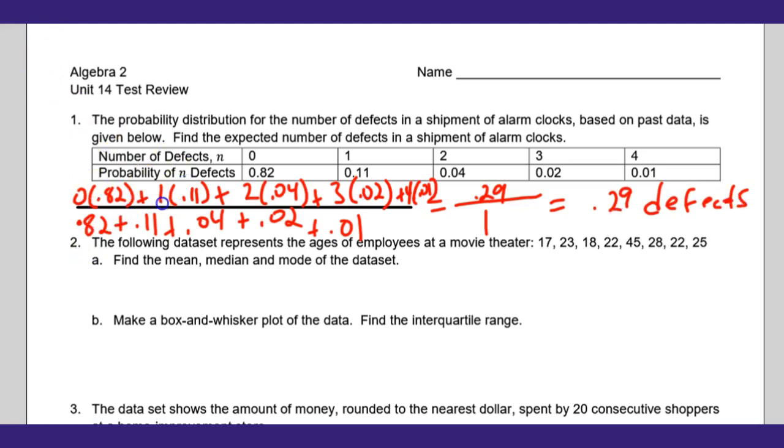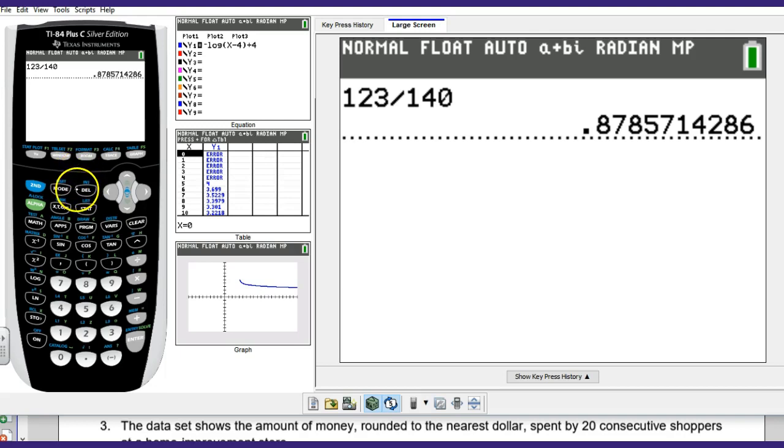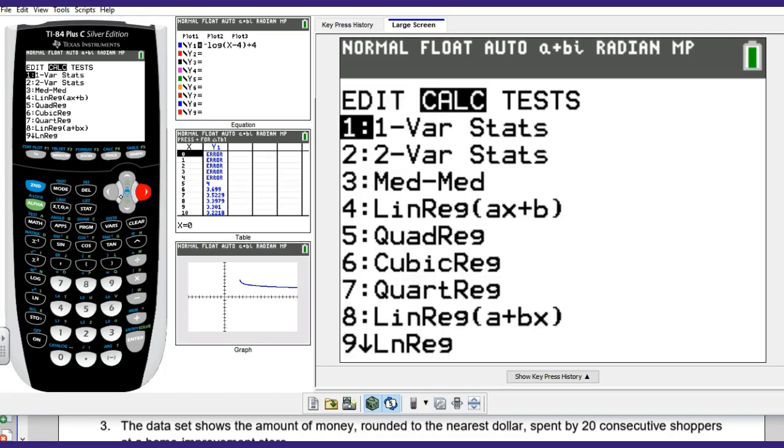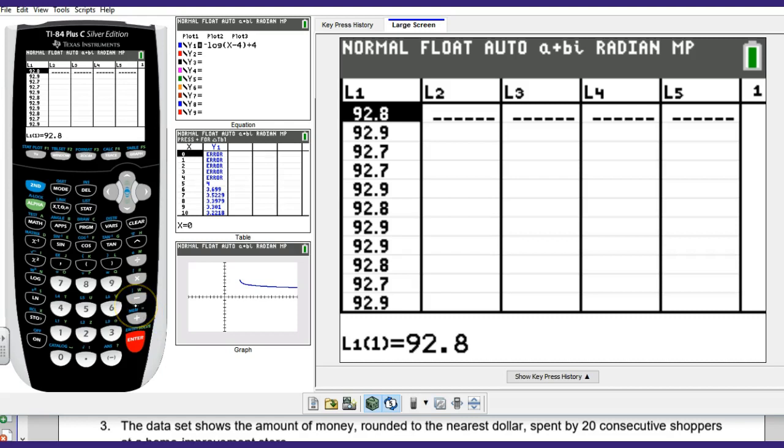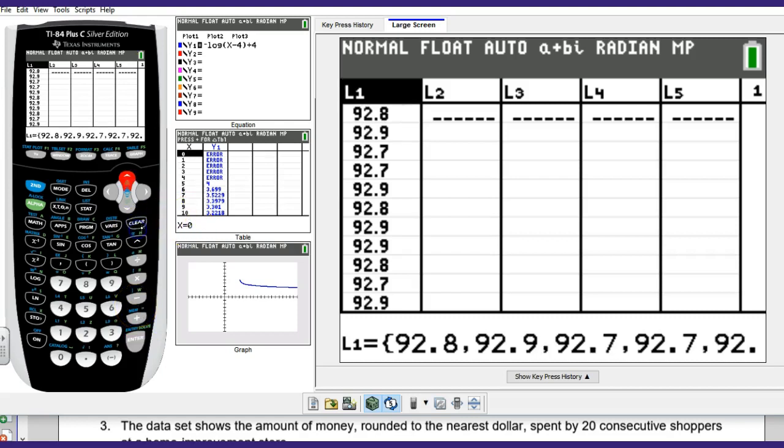All right, right here, the following data set represents the age of employees at the movie theater. It says find the mean, the median, and the mode of this data set. To find the mean, and guys, listen, you can literally plug these into your calculator and do them. So let me bring up my calculator. We're going to press stat, and then edit. Then we're going to put our points in this list right here. Let me clear the list out.